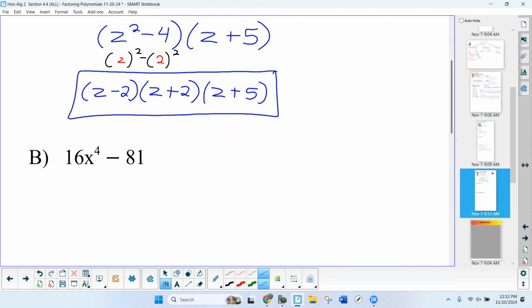Is everybody back? I'll shut the door since they're singing out there. Difference of what? Difference of squares. So this is what squared minus what squared?